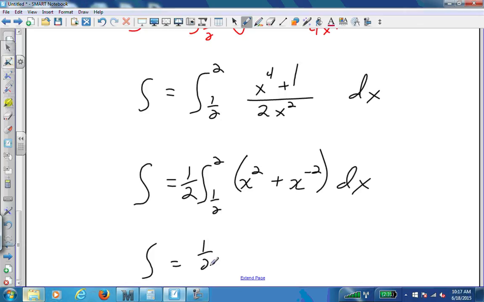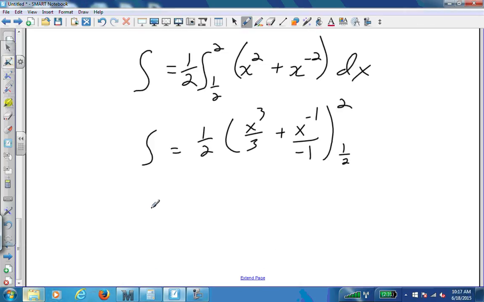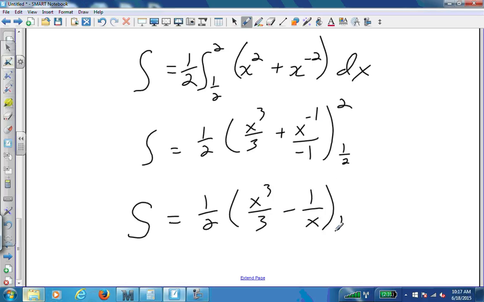Now, of course, that's a simple integral. That's x to the 1 greater power over that power. This is x to the 1 greater power, so x to the negative 1 over negative 1. So this is 1/2 x cubed over 3. Move the minus out front and call that minus. Move the x to the denominator, 1 over x, evaluated from 1/2 to 2.